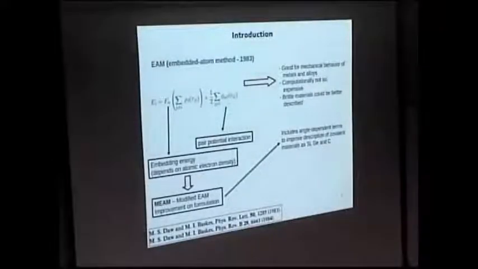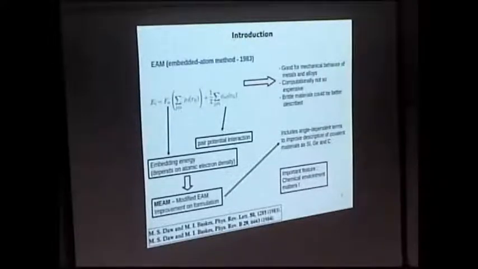And then we have after that the MEAM, that is a modification in which were included some angle-dependent terms to try to describe better covalent materials and similar. But the great force of this method, in my vision, is to treat metals and alloys, and the computation is not expensive, but brittle materials usually are not so well described for this potential, actually. Okay, then here you have this comment, the chemical environment matters.